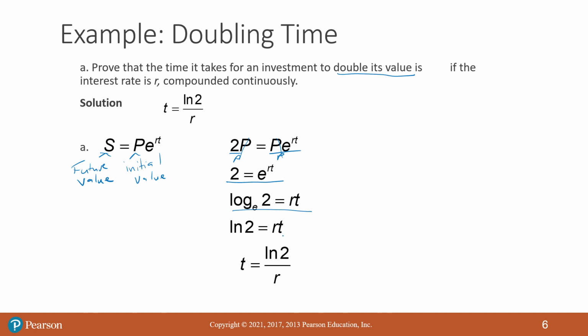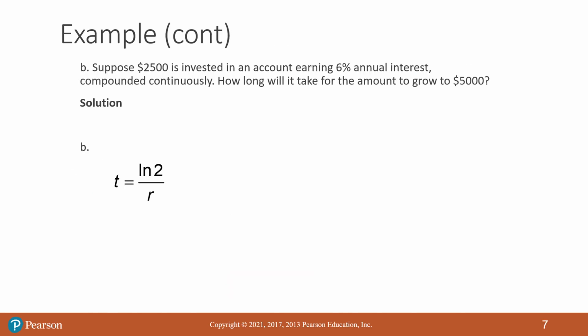Now we're essentially trying to solve for t here, so we need to divide by r. And when we divide by r, we have our final formula here, and we have proven that the time it takes to double when compounded continuously is t equals the natural log of 2 over r. Now, we're going to take that fact and we're going to use it in part B. Because suppose that $2,500 is invested in an account earning 6% annual interest, compounded continuously.